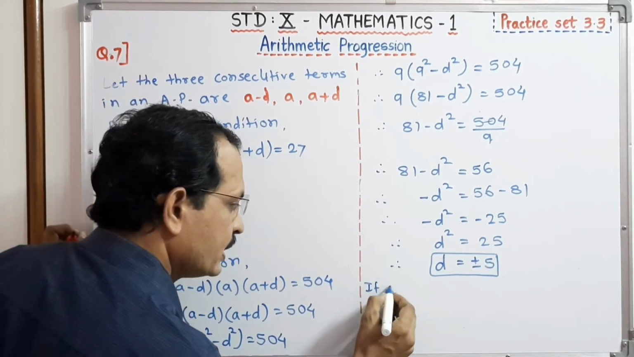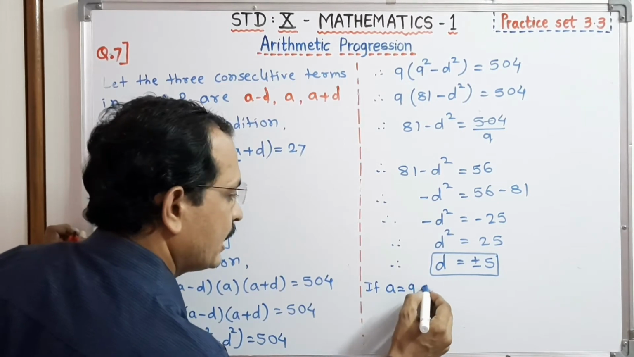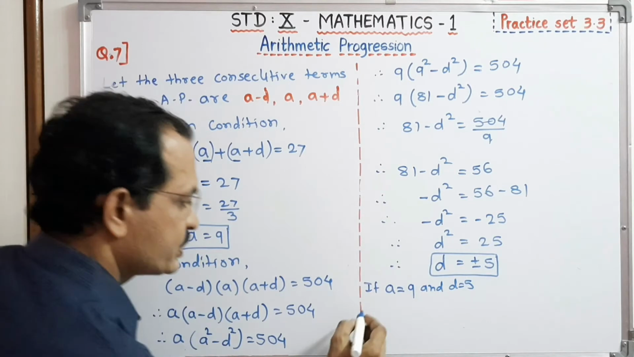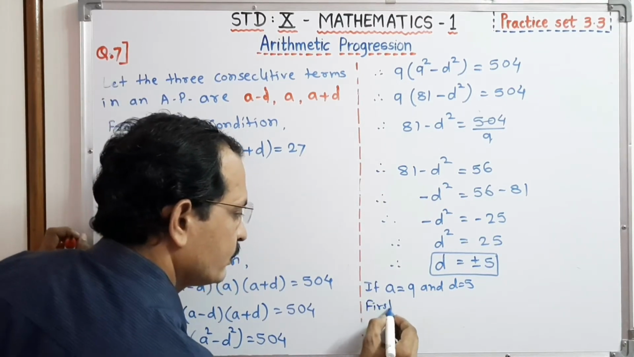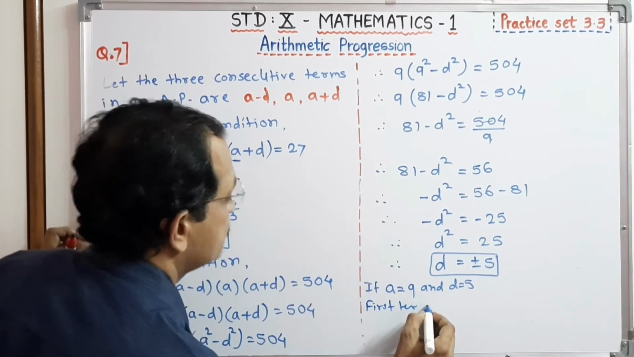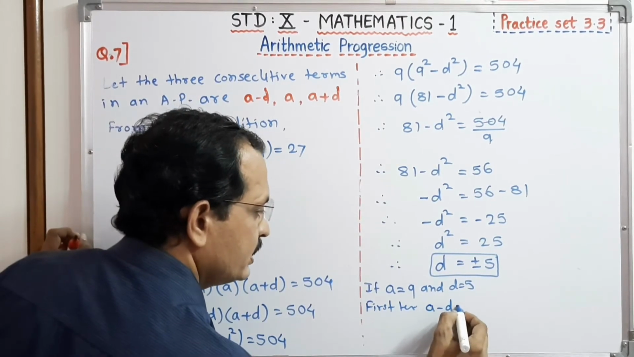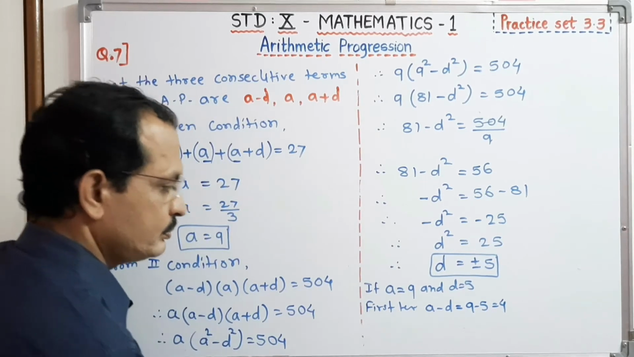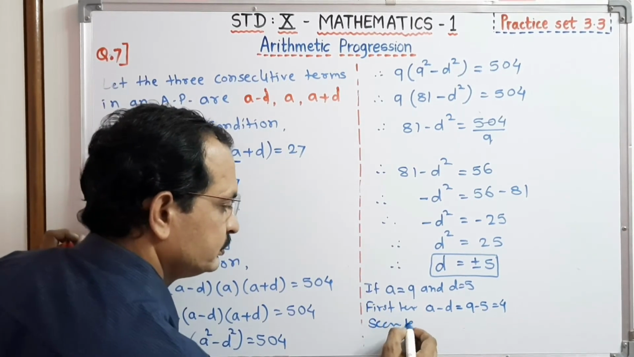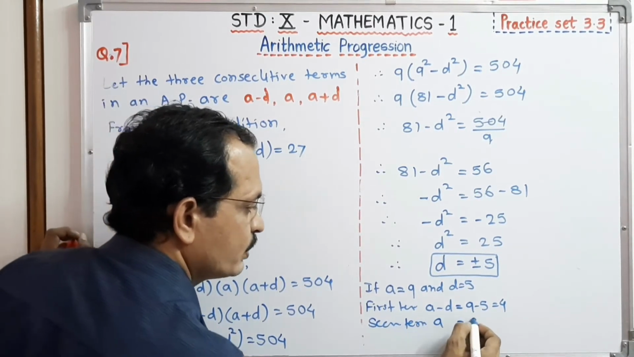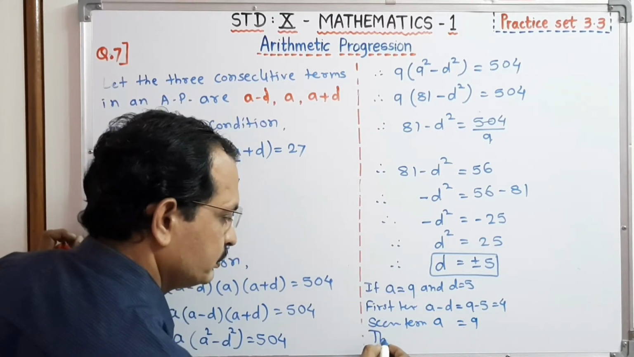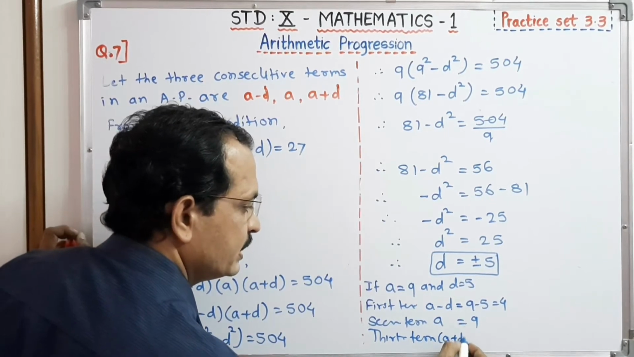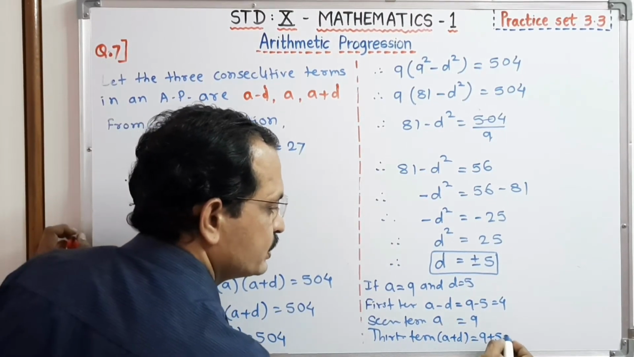Suppose if A is equal to 9 and D is equal to 5, then first term we have to write, first term, that means A minus D is equal to 9 minus 5 is equal to 4. Second term, A is equal to 9, and the third term, A plus D is equal to 9 plus 5 is equal to 14.